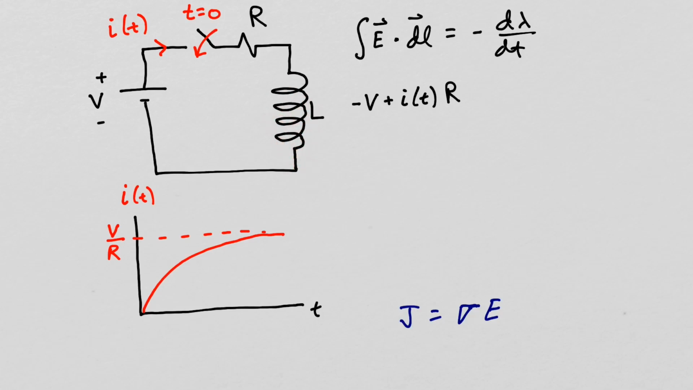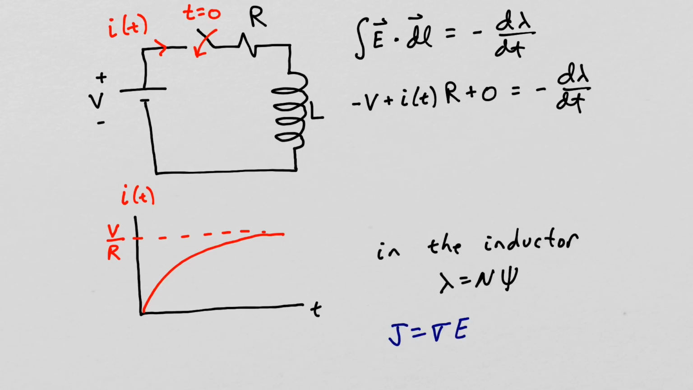And that will equal minus the change in flux linkage with respect to time, so that will be the flux inside our circuit here, and also the flux linkage inside the inductor. In the inductor, the flux linkage is equal to the number of turns times the magnetic flux. And if you have a lot of turns, this term can dominate the total flux linkage in your circuit.